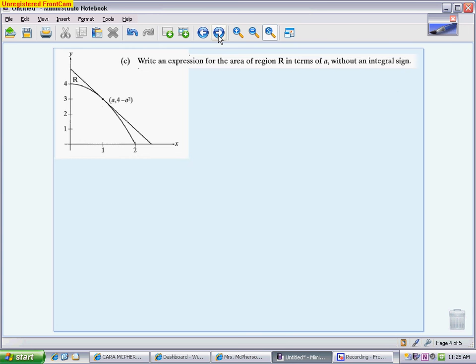Letter C wants you to now get an expression for the area without an integral sign. So what this is saying, when I first read it, it kind of sounds a little strange, is I actually want to integrate it. So I'm not going to leave the integral sign in there. I'm going to get an answer after the integration has been done. So if you go to what I just wrote on part B, so I have this integral.